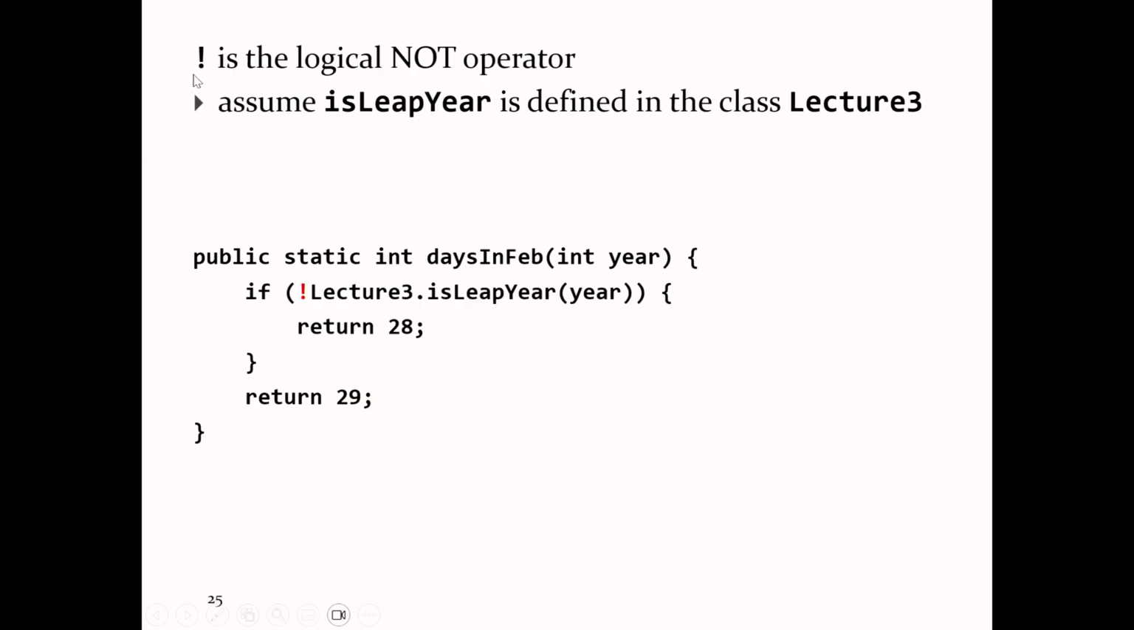And finally, just like in C, the exclamation mark is logical not. So if I want to know how many days are in February, I can use my leap year method to find out, is it a leap year? So if the year is not a leap year, there's 28 days in February. Otherwise, there's 29 days.